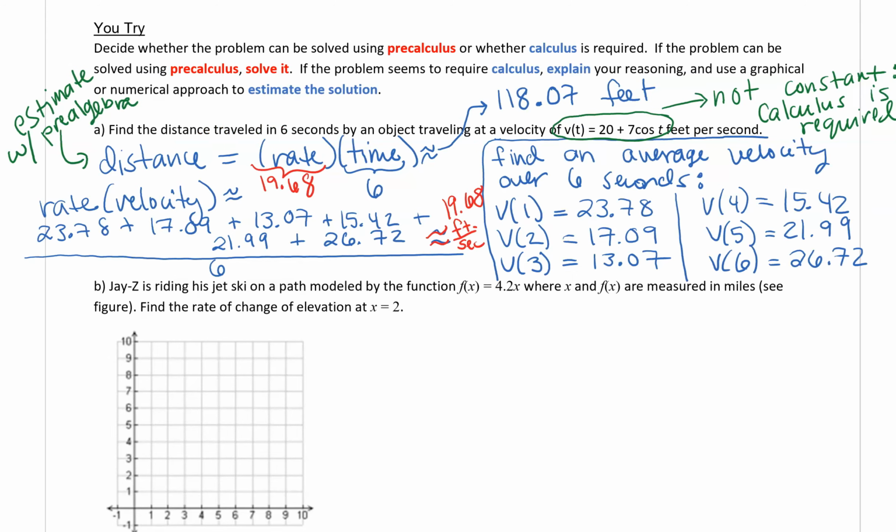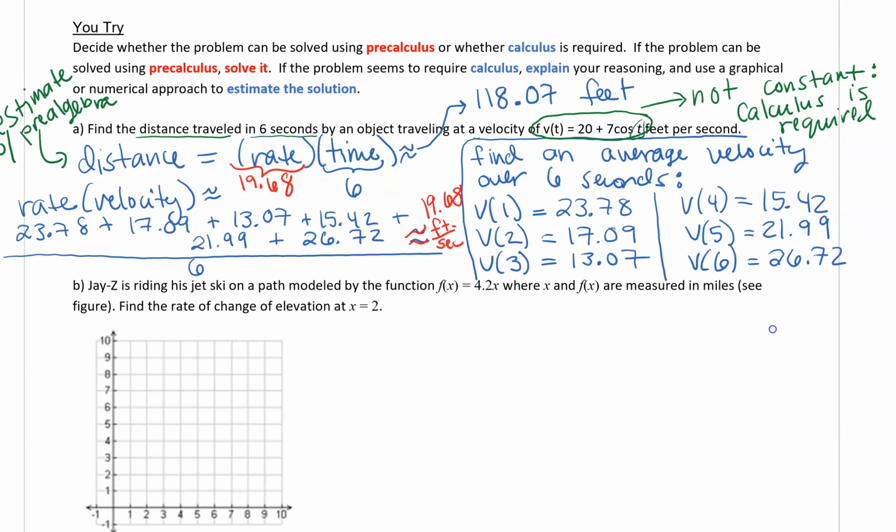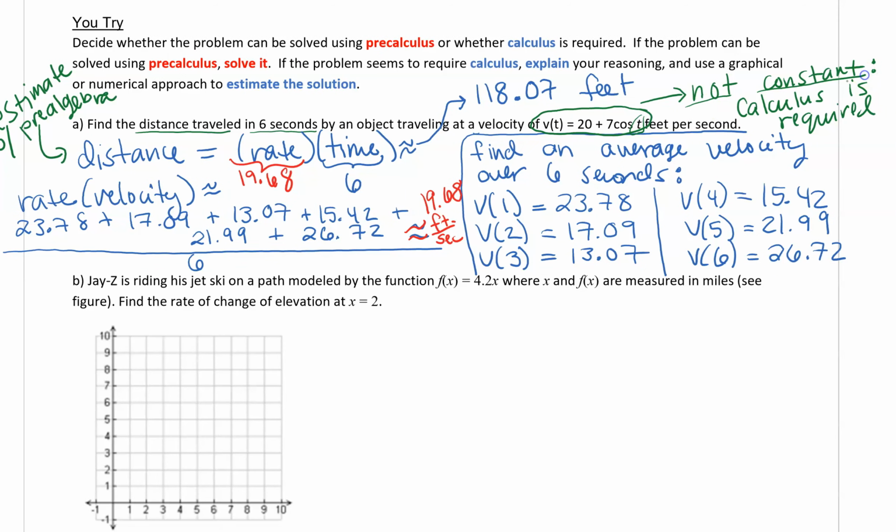So this is asking us to find the distance traveled. Okay, so we did that back in the first example. It gave us the time, 6 seconds, for an object traveling at a velocity of, and then it gives us a function, v of t, velocity at time t, equals 20 plus 7 times cosine of t, feet per second. So this velocity is not constant, right? It's not just going at 20 feet per second like it was in example 1. In fact, at every different time t, this velocity is different.